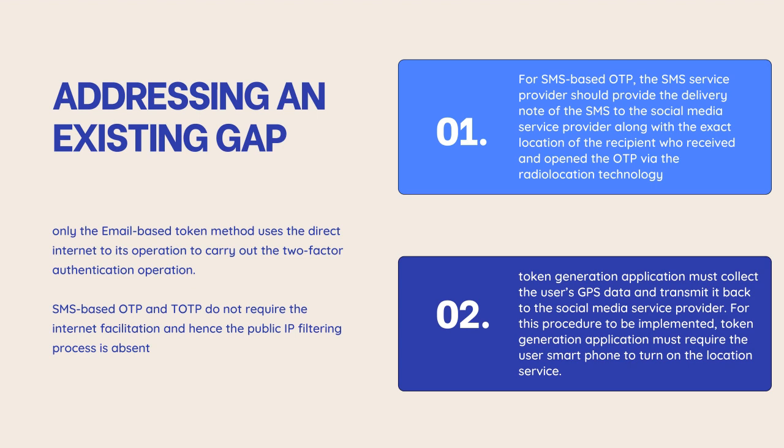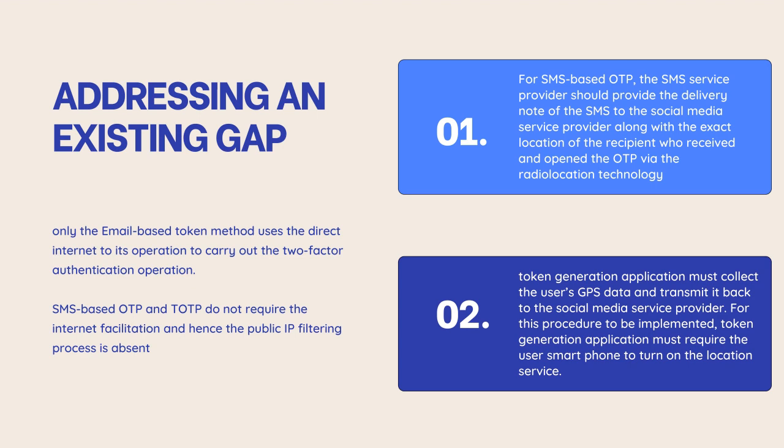As a solution for SMS-based OTP, the SMS service provider should provide the delivery note of the SMS to the social media service provider along with the exact location of the recipient who received and opened the OTP via radio location technology. Radio location technology is a technology that uses cell towers to determine the location of the subscriber. If the location matches the social media user's usual location, the session is established by the social media service provider.